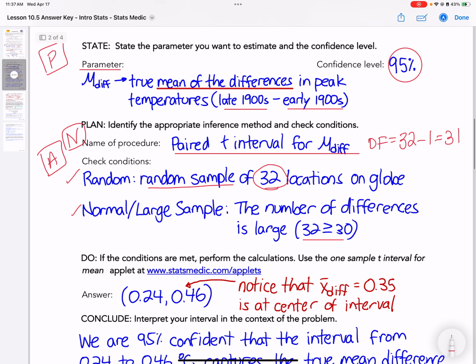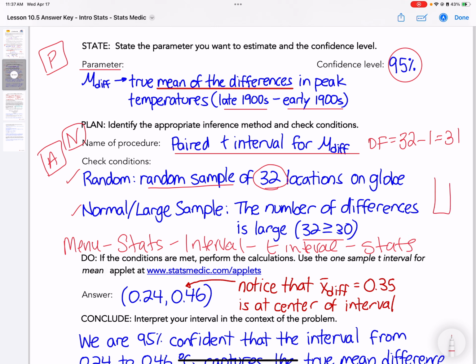Now to do this, you're going to go to menu, then stats, then intervals, confidence intervals. This is going to be a t-interval. We're going to go to stats, not data, because if I have data, it's giving me a list of data. If I put the list of data in like we had, then we could definitely use that. I'd have list 1, list 2, and this would be list 1 minus list 2, and this list here is the list I would use.